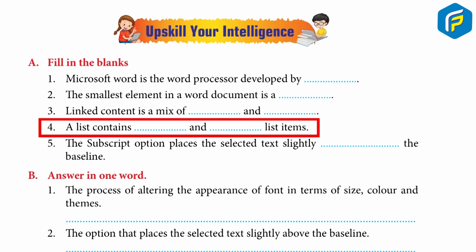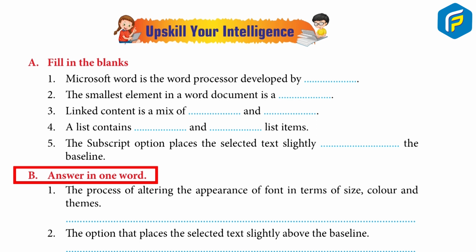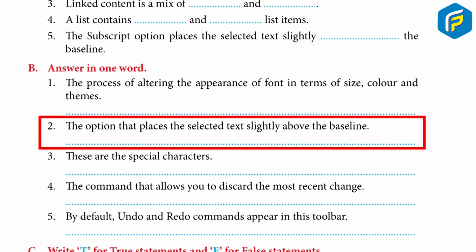Answer: ordered and unordered. 5. The subscript option places the selected text slightly dash baseline. Answer: below. B. Answer in one word. 1. The process of altering the appearance of font in terms of size, color, and themes. Answer: MS Word style. 2. The option that places the selected text slightly above the baseline.